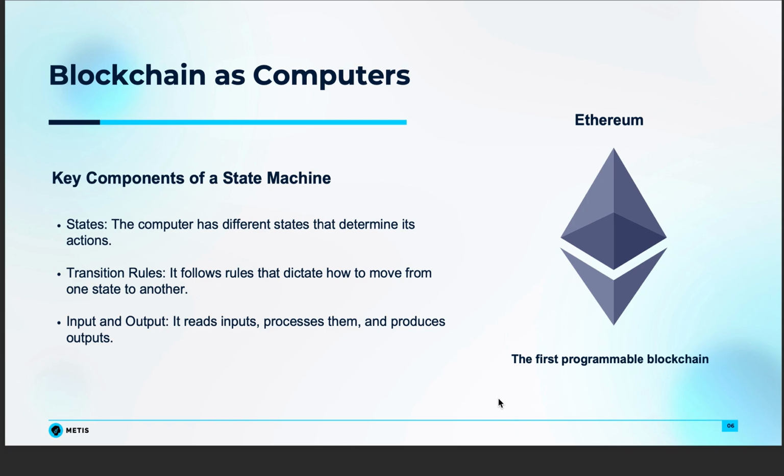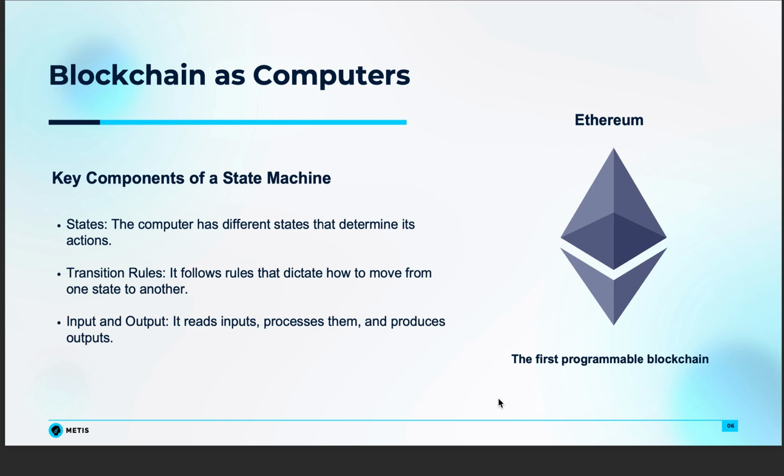For example, each block on a blockchain contains a snapshot of the entire network state, which includes accounts and balances. So that's the same way a computer works. Then transition rules. A computer has rules that dictate how to move from one state to another. The same goes with blockchain. Blockchain has rules that dictate how it moves from one state to another. The rules in blockchains are written in smart contracts. So smart contracts in Ethereum encode the transition rules.